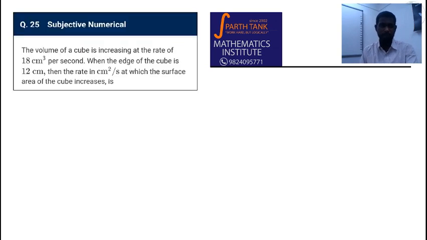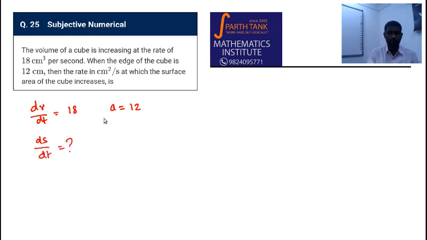The last problem. The volume of a cube is increasing at the rate of 18 centimeter cube per second. So let us write it down. They have given us dV by dt is 18 centimeter cube per second. When the edge of the cube is 12 centimeters, let us say a is 12, then the rate in centimeter squared per second at which the surface area of the cube increases is, the question is, dS by dt is how much? Okay, now these things are very simple.